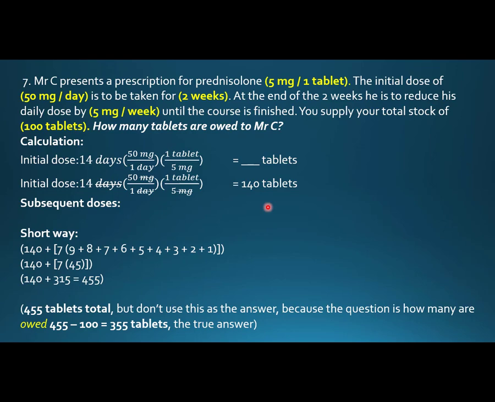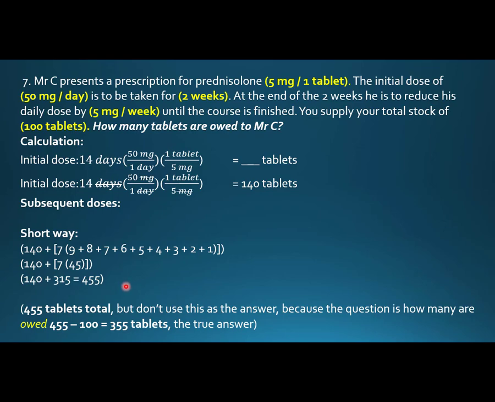Okay. So the short way is to recognize that every week, or every 7 days, he's going to go to, and here we have the 50 milligrams, but this is really 10 tablets. So he's going to go from 9 tablets to 8 tablets to 7 to 6 to 5 to 4 to 3 to 2 to 1, and you can just create that sum, where you just add up 1 plus 2 plus 3 makes 6, plus 4 is 10, plus 5 is 15, plus 6 21, plus 7 28, plus 8 36, plus 9 45, 45 times 7, 315, 315 plus 140 makes 455.